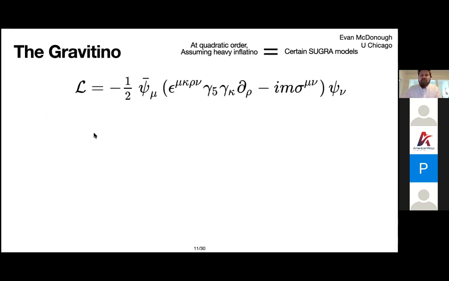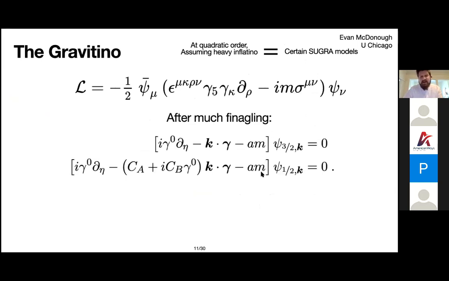So I'll zoom in on the Gravitino, and I'm working in this context where the impulsino is heavy, and so I can really just be studying the spin 3/2 particle with some mass, and that mass is in principle time dependent. After a detailed calculation, the spin 3/2 field gets decomposed into helicity plus or minus 3/2 states and helicity plus or minus 1/2 states. The helicity 3/2 and helicity 1/2 have their decoupled Dirac equations.